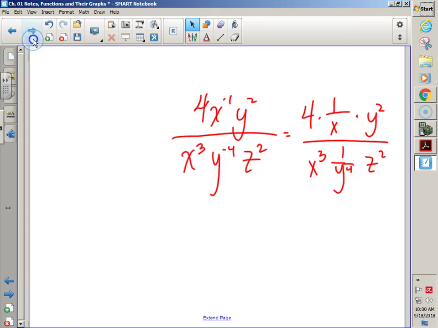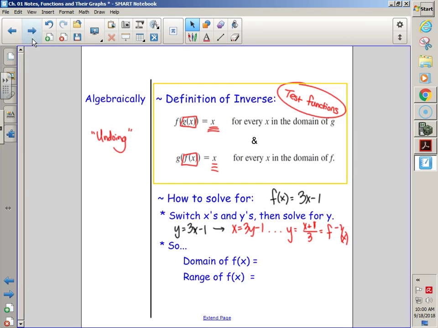Okay? So with that, we were talking about inverses. And I was saying inverses, an original and an inverse, what's their relationship with each other?